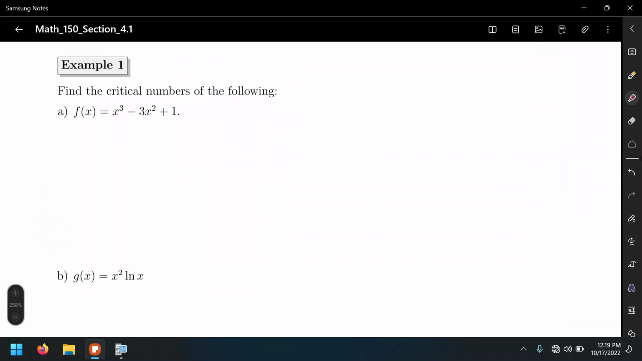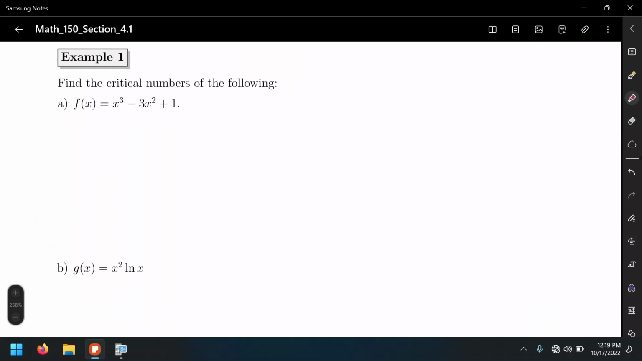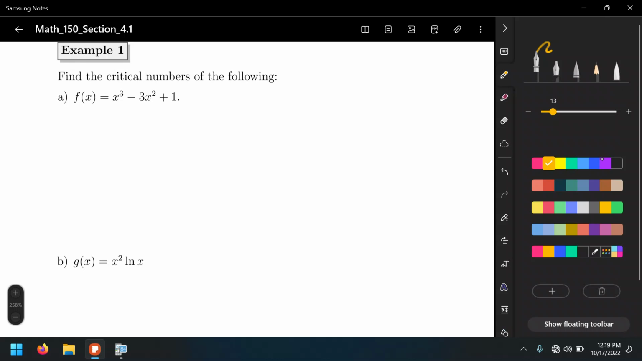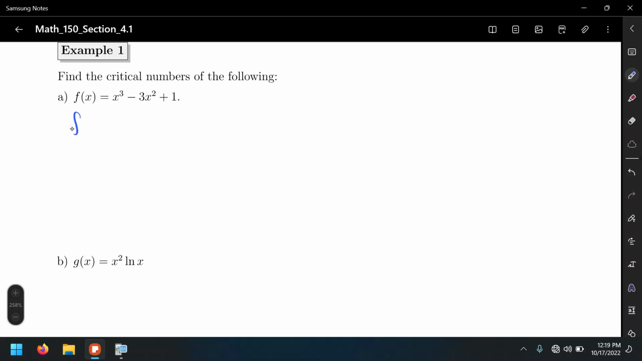So let's find the critical numbers of the following function. We're not going to graph anything. We're just going to go about the algebraic process for this. All right. Find the critical numbers. So number one, the first thing we do is take the derivative of this polynomial, f prime of x. And the derivative is 3x squared minus 6x. All right, so that's the derivative.